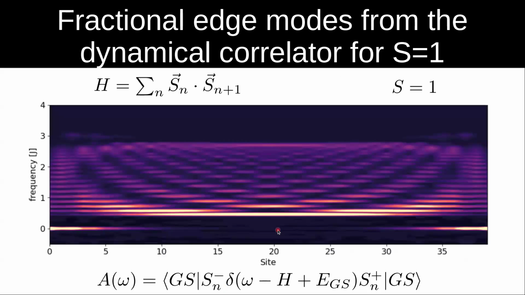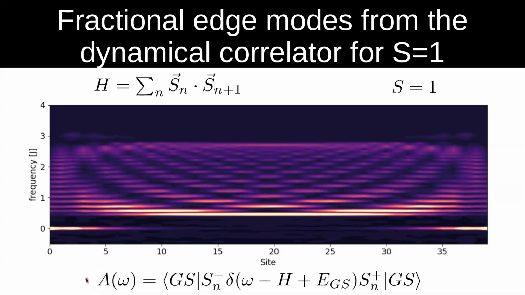Something that can also be nicely computed with matrix product states are dynamical correlators. In particular, you could compute the dynamical correlator of the spin 1 Heisenberg model and directly see the emergence of your fractional excitations. Here what you are seeing is the S plus, S minus correlator. So you create an excitation in site n, and then you measure in site n. This is the very same correlator that we described in one of our previous lectures.